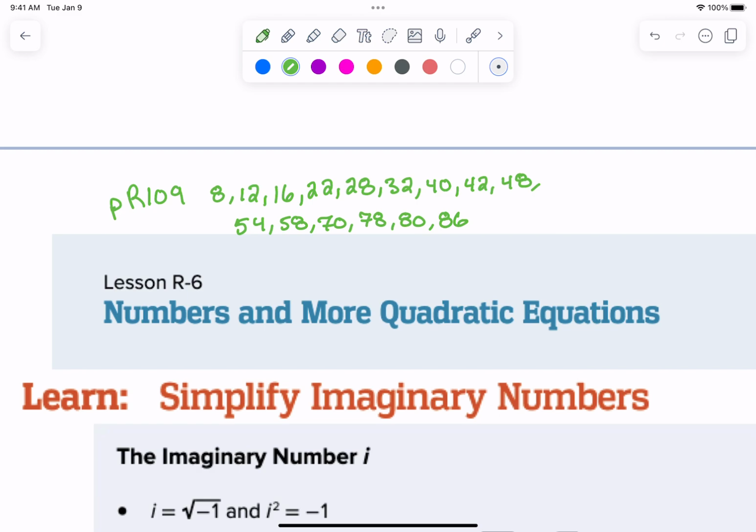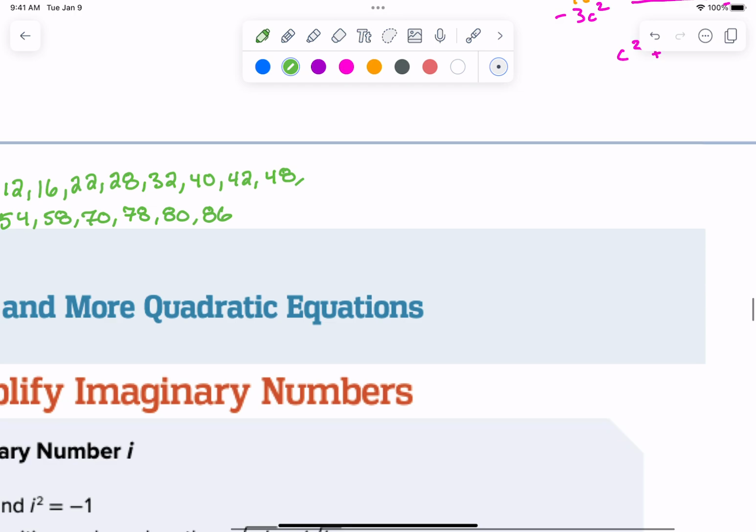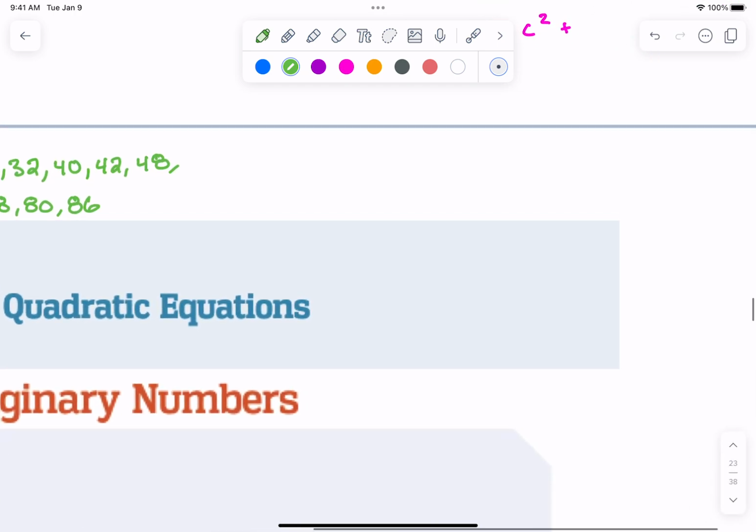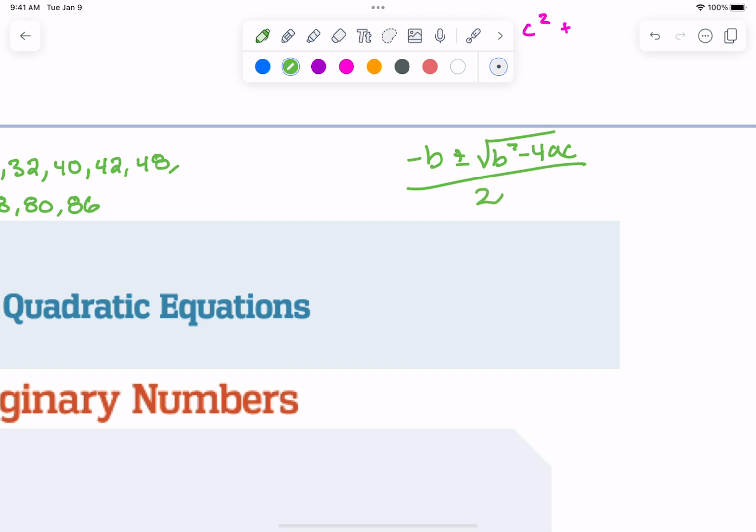R6 is numbers and more quadratic equations. Okay, so we start, they introduce us to imaginary numbers or complex numbers, and a lot of times we have imaginary numbers when we do quadratic functions. For example, let's say we're doing the quadratic formula and we have negative b plus minus square root of b squared minus 4ac all over 2a. You don't have to write this down, just follow along.